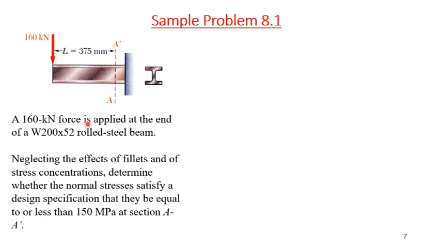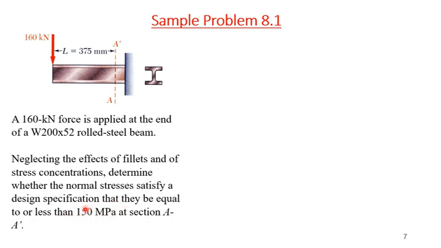Now let's see an example problem. A force of 160 kilonewton is applied at the end of a W200 by 52 steel beam. So there is a force applied on the beam, 160 kilonewton, and the cross section is given. The cross section is W200 by 52. Neglect the effect of the fillet stress concentration, and determine whether the normal stress satisfies the design specification that it be equal to or less than 150 megapascal.